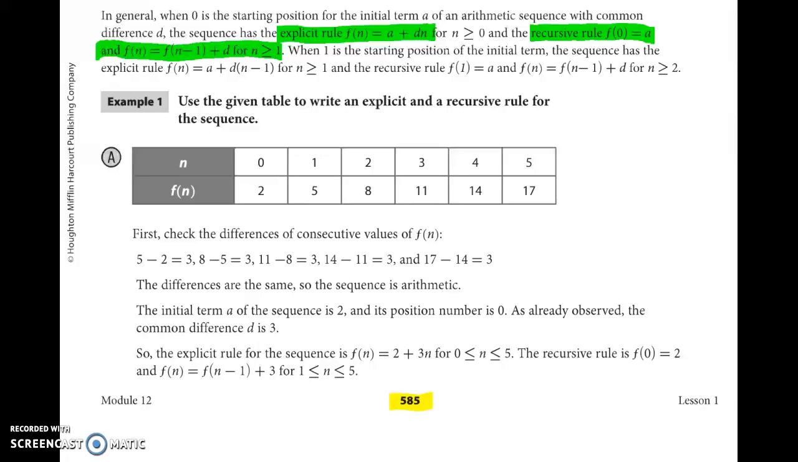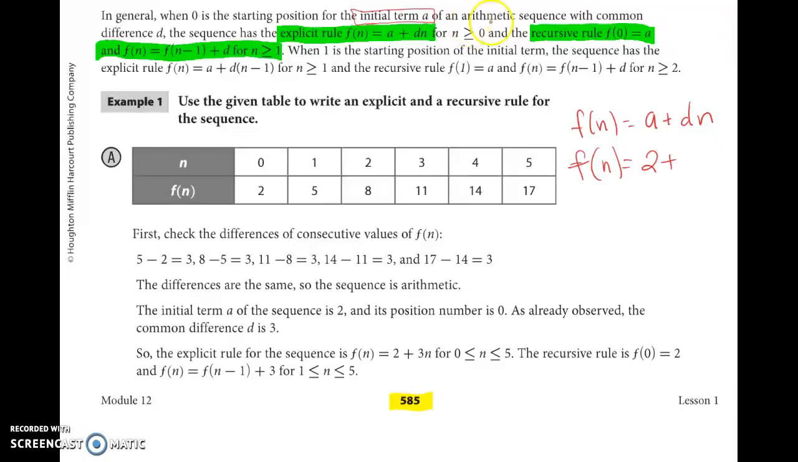In the explicit rule, they're using f of n, so let's go ahead and use f of n. F of n equals a plus d times n. And it does define what a is. A is the initial term. So what is the initial term of your function? What's the first one we see in this sequence? Well, we see 2, 5, 8, 11, 14, and 17, right? So the first one we see is 2.